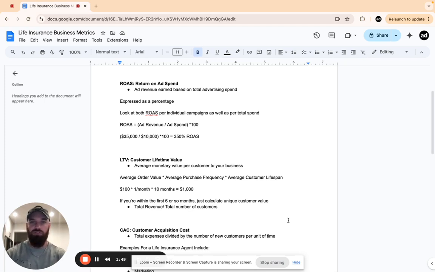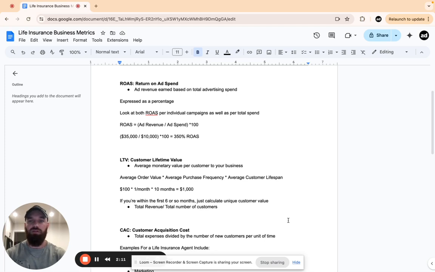So all you're going to do is you're going to take revenue divided by spend and then times that number by 100. Let's say that in revenue from your ads, you generated $35,000. You spent $10,000 in ad spend to do that. You would just divide those two numbers, times that by 100, and that's going to get you a 350% return on your ad spend.